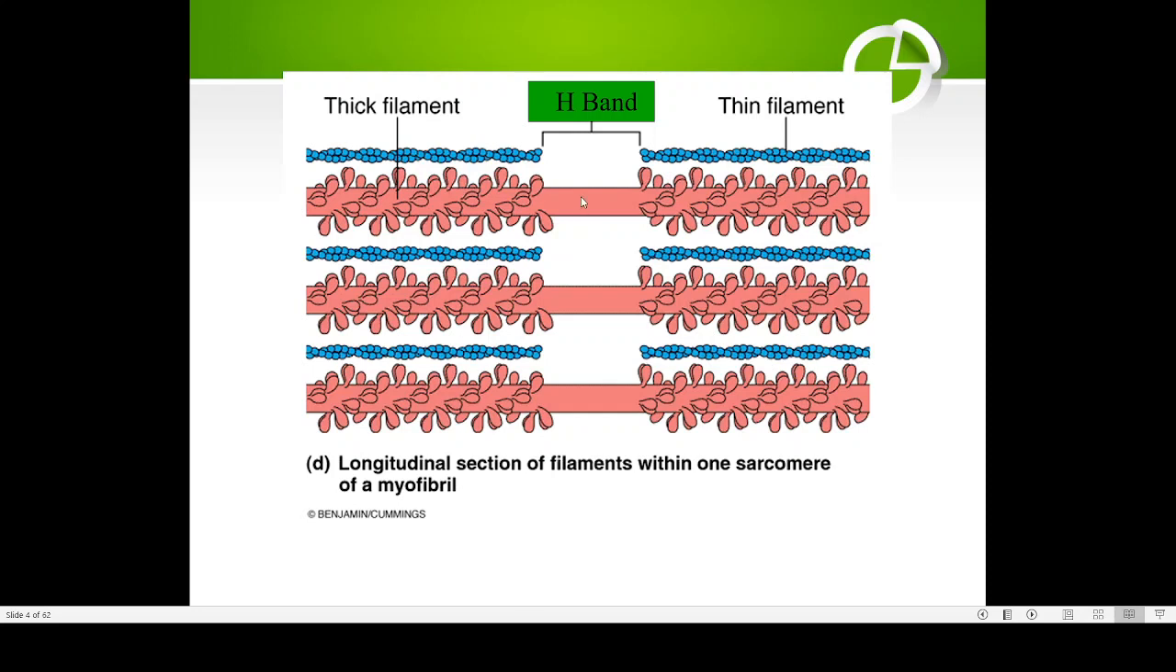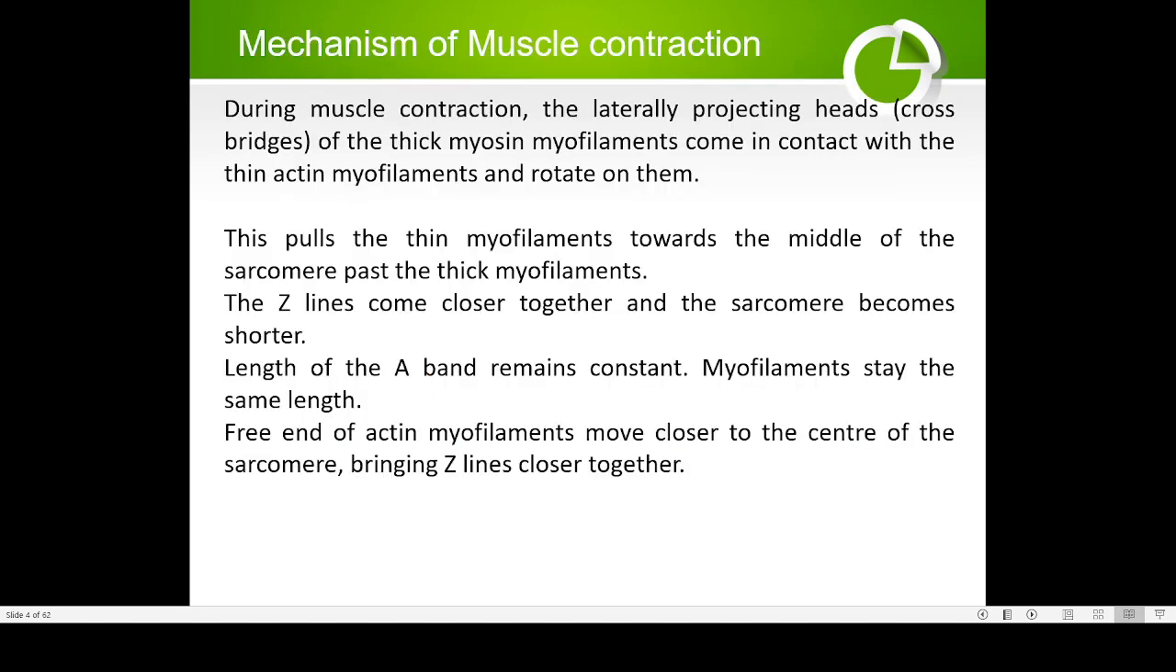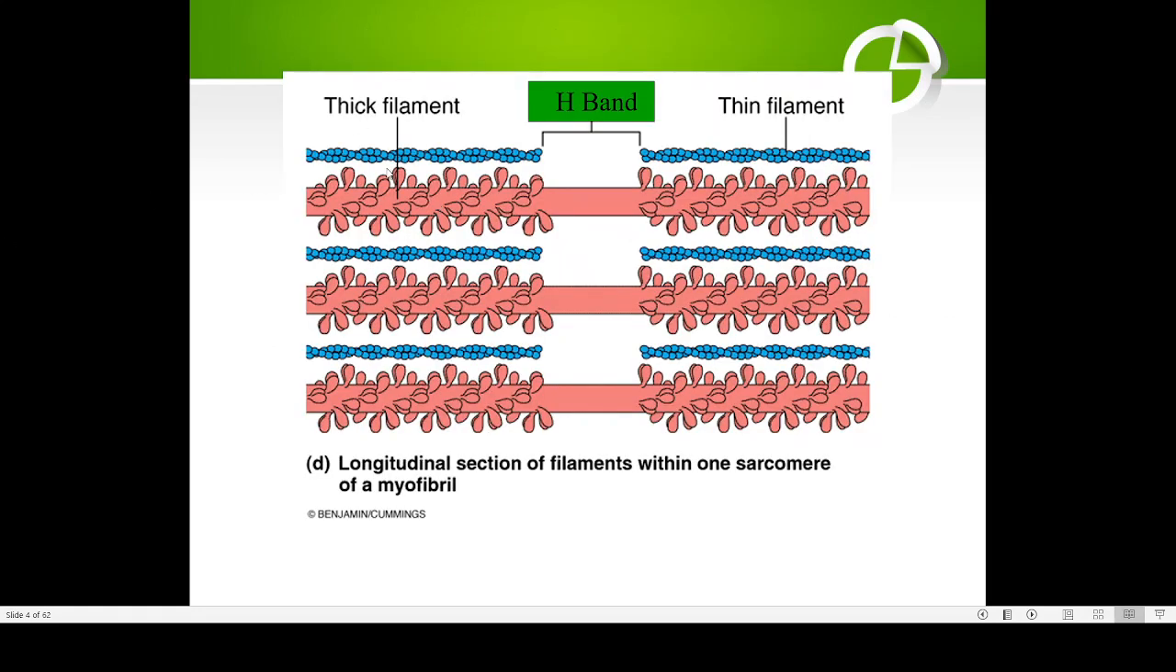This is the myosin filament, and each myosin filament will be having several side projections like this, and these are known as the heads of the myosin. This head will be attaching with the actin filament and will be pulling the actin filament into the middle of the myosin. So this is how the whole process of muscle contraction works: during a muscle contraction, laterally projecting heads or cross bridges of myosin will be coming in contact with the actin filament. Here you can see that these are the heads or cross bridges, and they will be attaching with actin and pulling the actin into the region of the myosin.